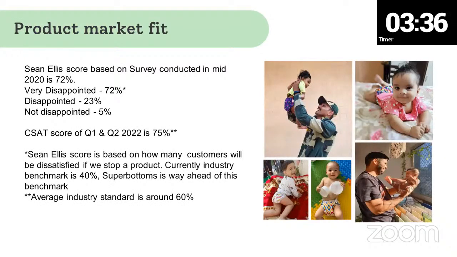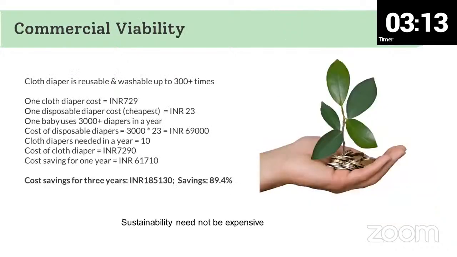We did a product market fit study where we calculated the Sean Ellis score. We have a Sean Ellis score of 72% and the industry benchmark is 40%. This essentially means if we were to shut shop, 72% of our customers would be dissatisfied. Our CSAT is 75% customer satisfaction score, which is more than the 60% industry standard.